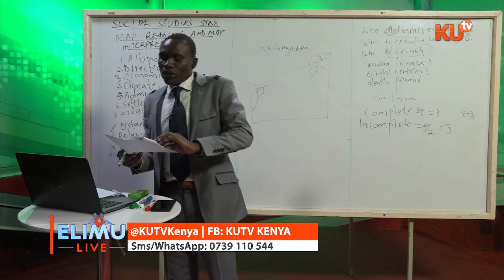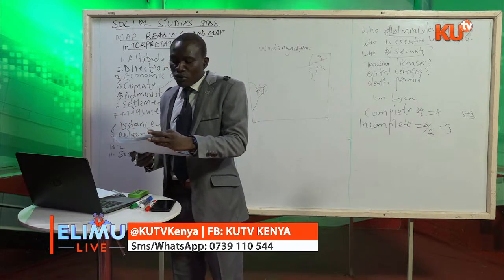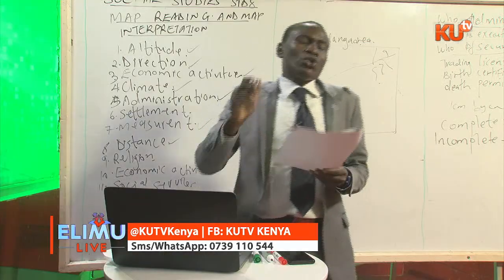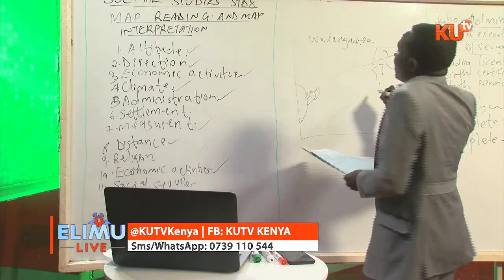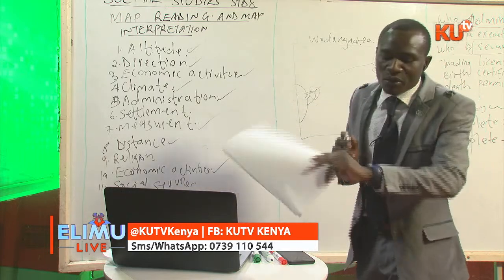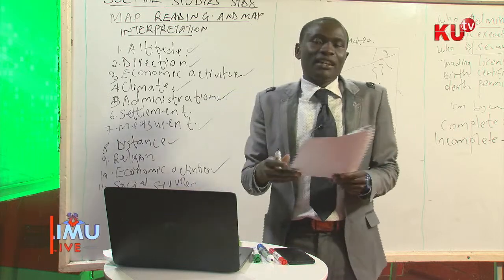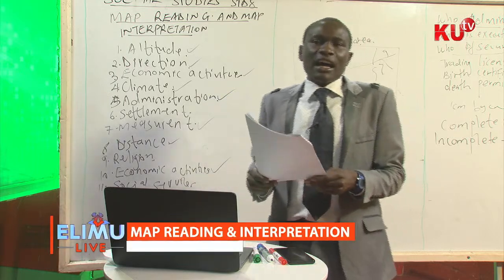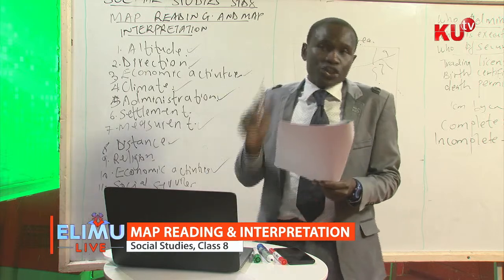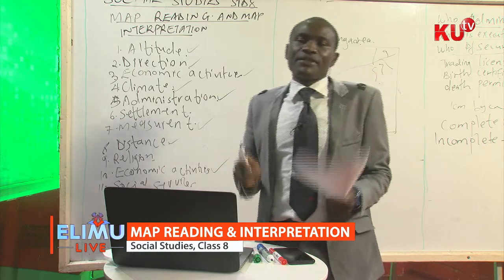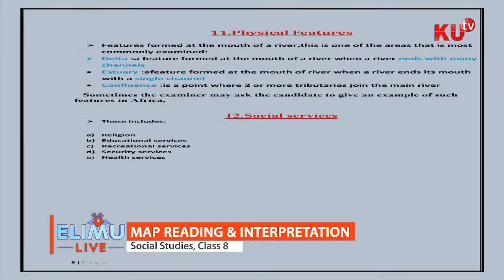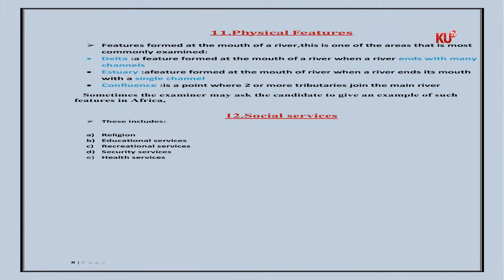Lastly is social services. Social services is also an area that is most commonly examined. You need to be very careful when you are dealing with this area because they will ask you within the town what are some of the social services that are missing in that area. Some of the services that are asked are religion, educational services, recreational services, security services, administration, and health services.